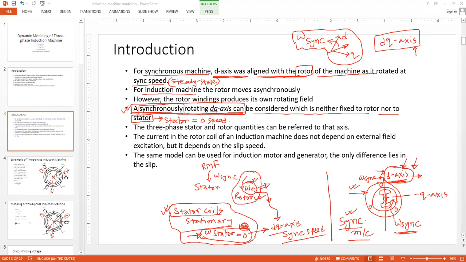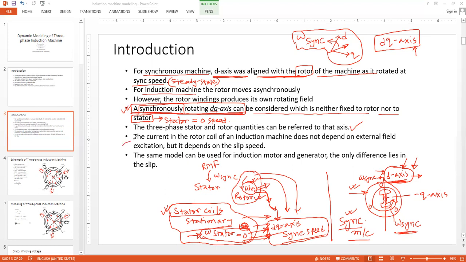So what you would do, we would bring everything to the DQ axis: the rotor quantities, the stator quantities, the rotor flux linkage, the stator flux linkage, the rotor voltages, the stator voltages, rotor current, everything. We will bring it to the synchronously rotating DQ axis. So this is what is meant over here.